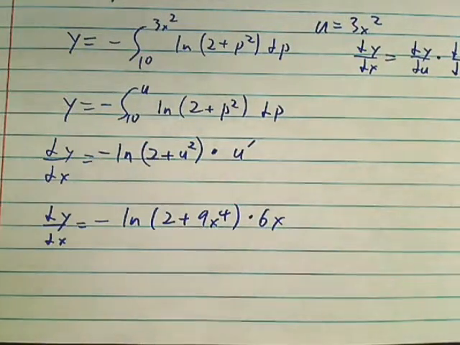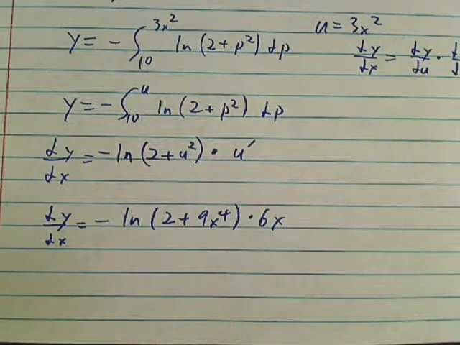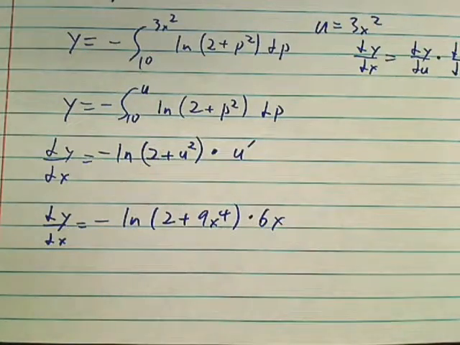Let me double check my answer in the answer book. It's always a good idea to look in the back. Negative 6x natural log of 2 plus 9x to the fourth. So yeah, the answer in the back, just move the 6x over. Beautiful.